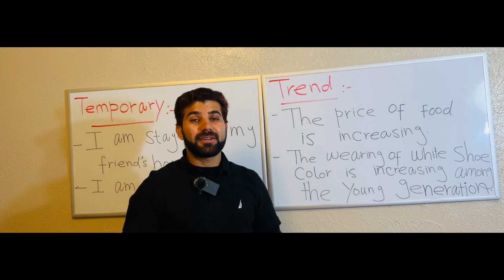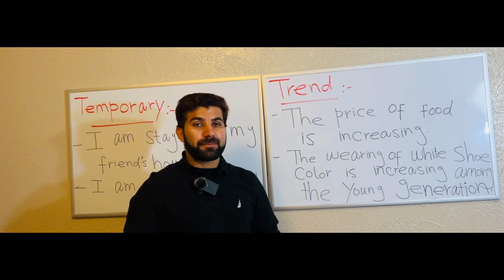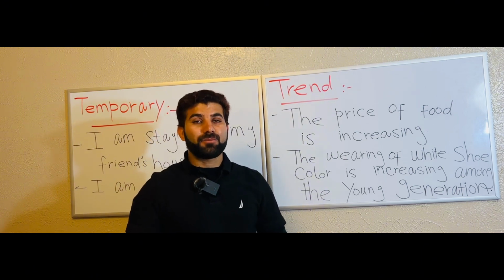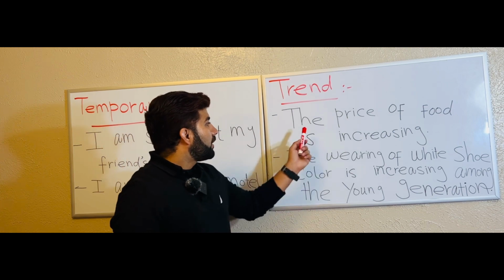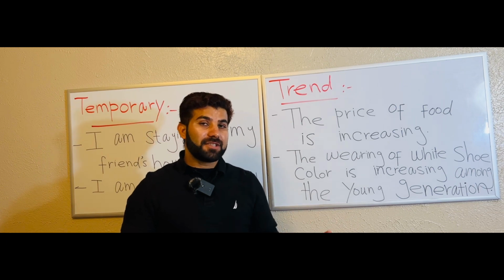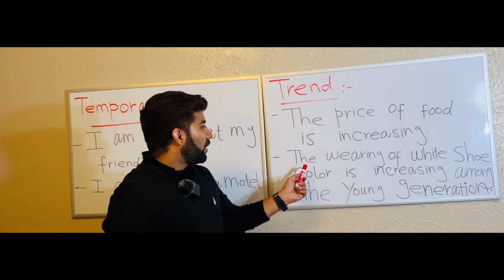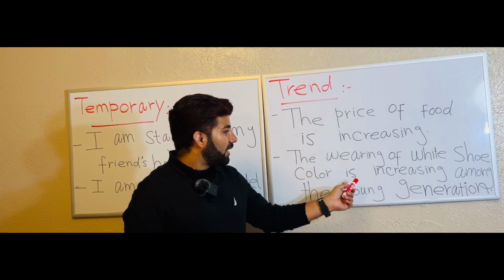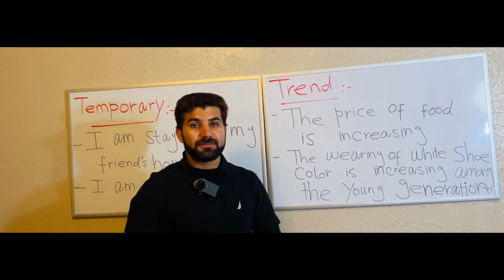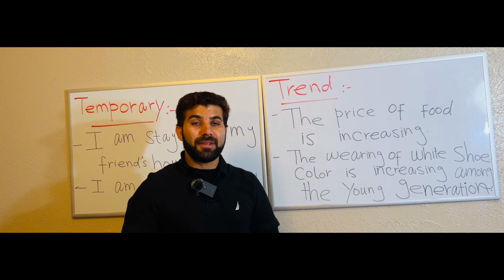We also use present continuous tense for trends. If something rapidly increases or decreases, changes, then we can use present continuous tense or present progressive tense. The price of food is increasing. So today the price of food is increasing. Maybe tomorrow it's decreasing. The wearing of white shoes color is increasing among the young generation. We see these days people like to wear white shoes and it's increasing. Probably after some time it can be decreasing.